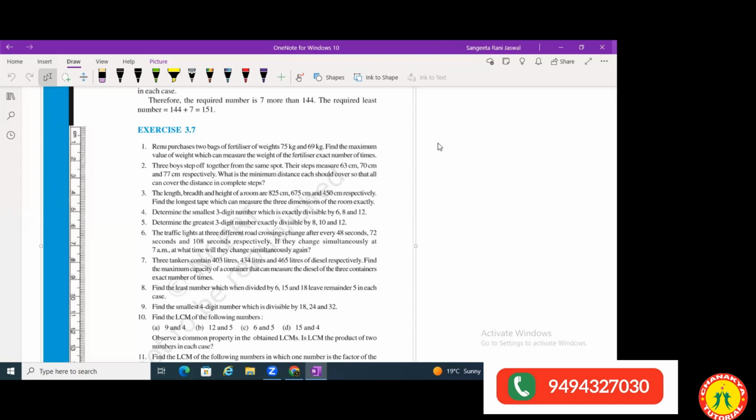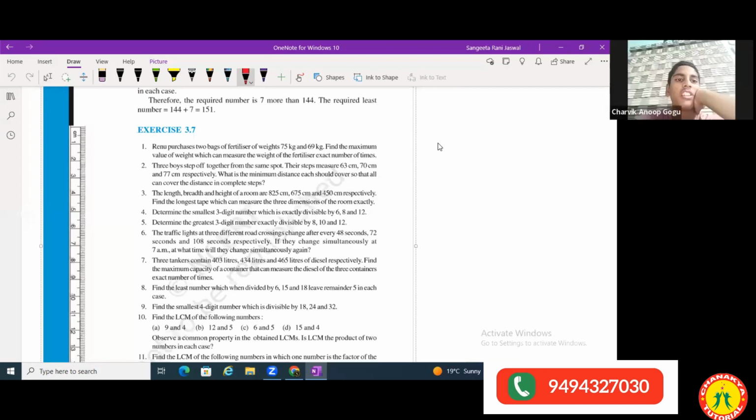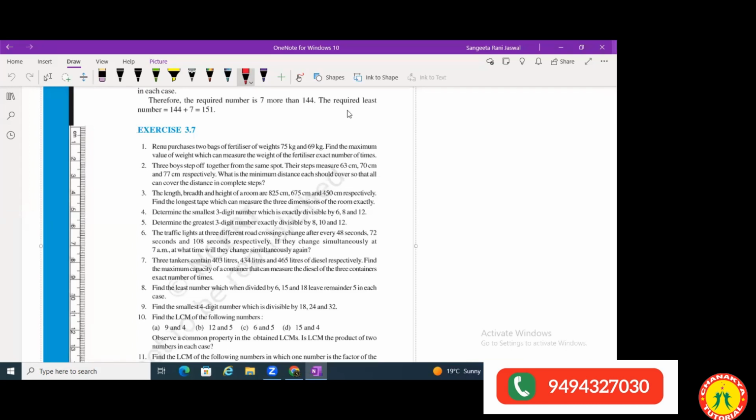Now you have to find the maximum weight which can weigh the fertilizer an exact number of times. That means there should not be any remainder. Are you getting it? Yes, ma'am. In that case, what will you find? It's saying find the maximum value of the weight, the maximum weight which can measure the weight of the fertilizer an exact number of times.